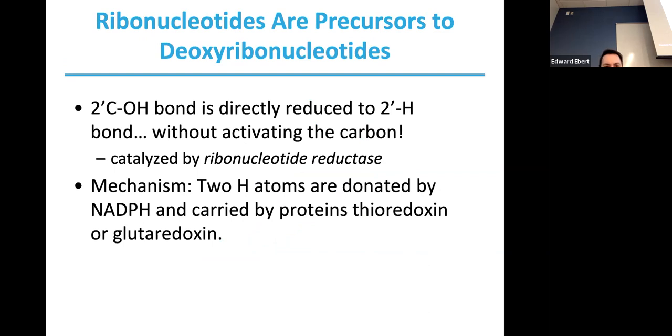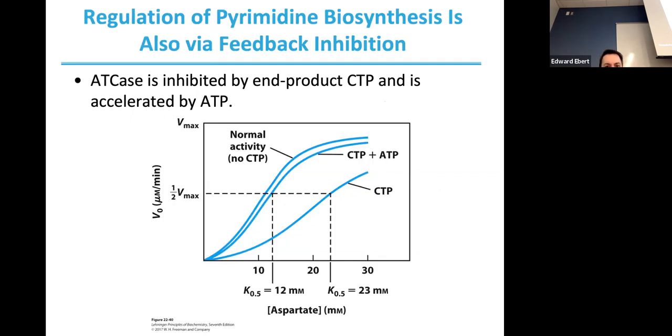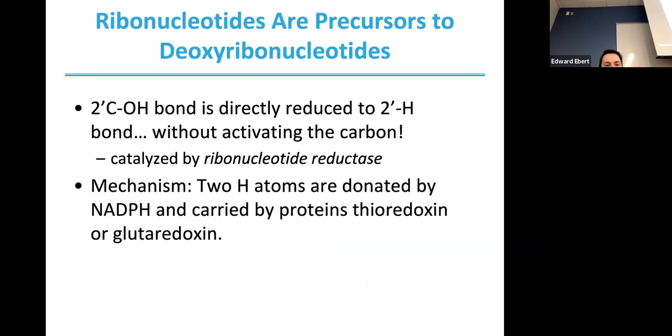All right. So we talk about UMP and UTP and CTP here. What about TTP? Our ribonucleotides are the precursors to the deoxyribonucleotides. So these are catalyzed by the conveniently named ribonucleotide reductase. Deoxy, we're going to reduce them.